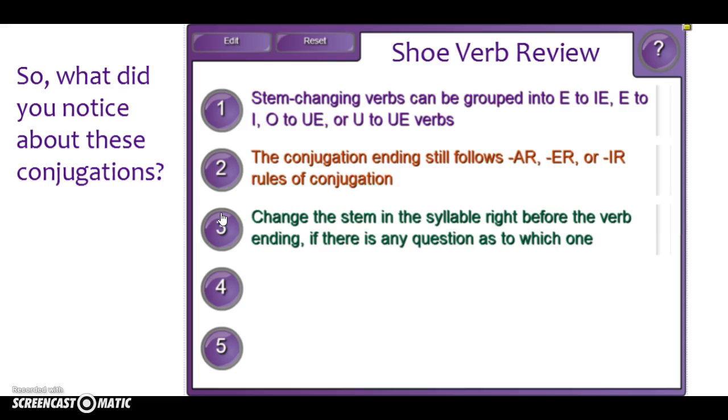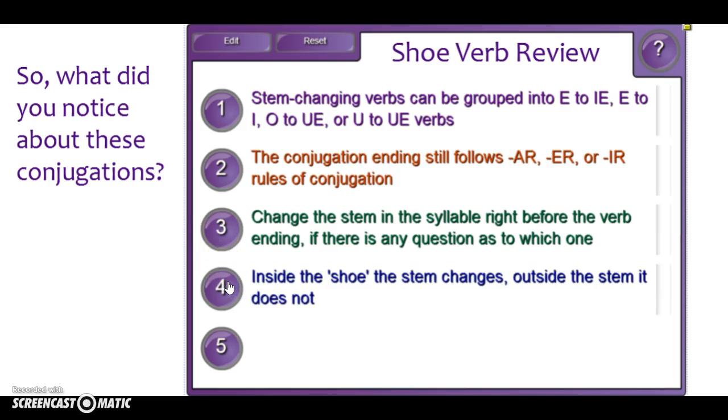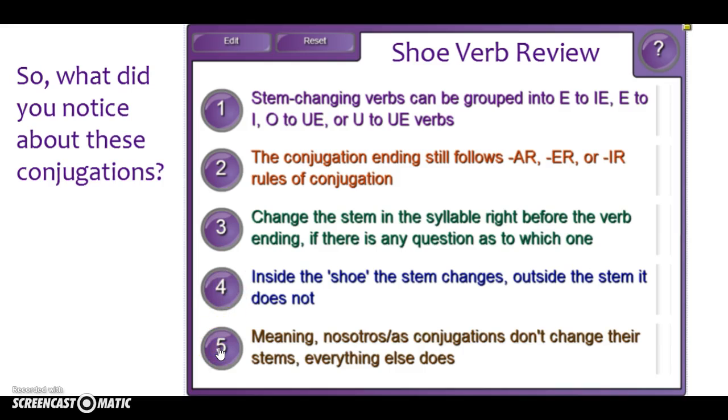If there's a question on which vowel in the stem do I change, go to the syllable right before the ending, the second to last syllable of the verb infinitive. One more time, inside the shoe, change the stem. Outside the shoe, leave it alone. Or in another way of saying that, vosotros, vosotras, nosotros, and nosotras conjugations don't change their stems. All other conjugations do.